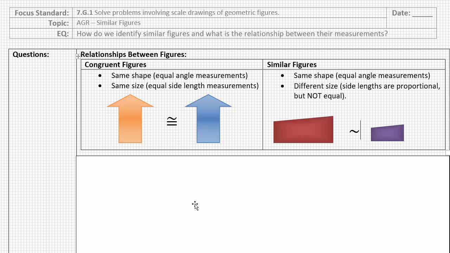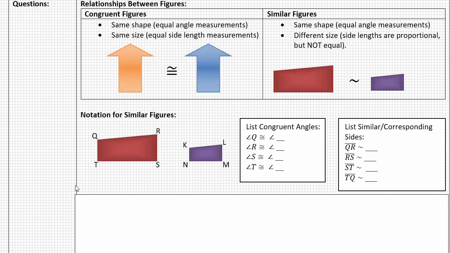Now let's go ahead and do some analysis on some similar figures. Let's start with the notation for similar figures. Just like we do with congruent figures, we can name congruent angles between similar figures because, as we just saw, their angle measurements are equal, but their side lengths are not. I've listed out here the angles from the red quadrilateral, and what I'd like you to do is match up the corresponding and congruent angle measurements from K, L, M, N.